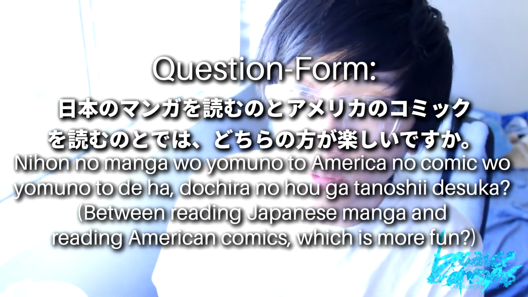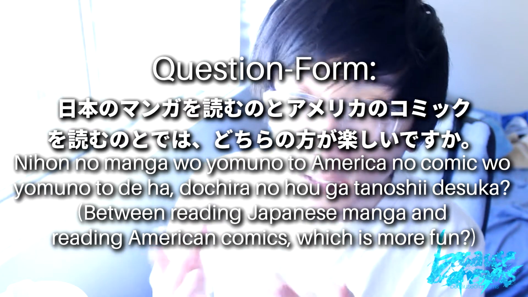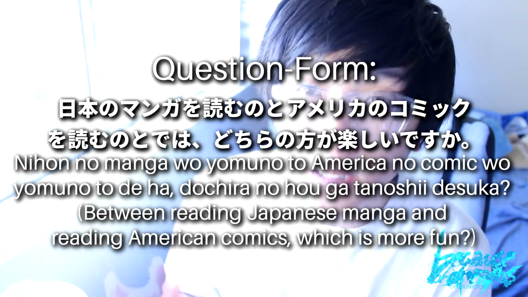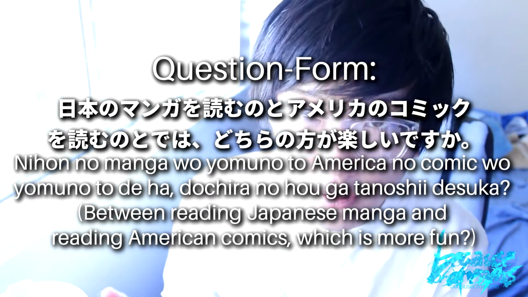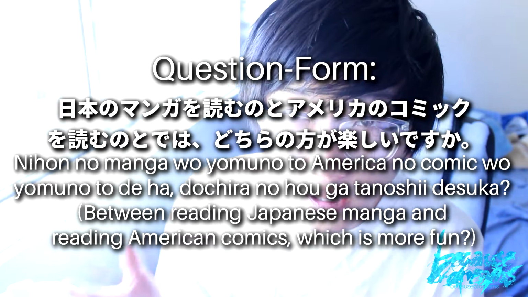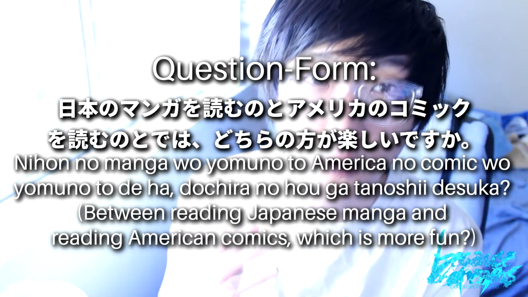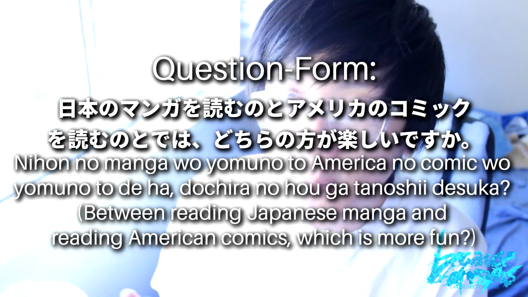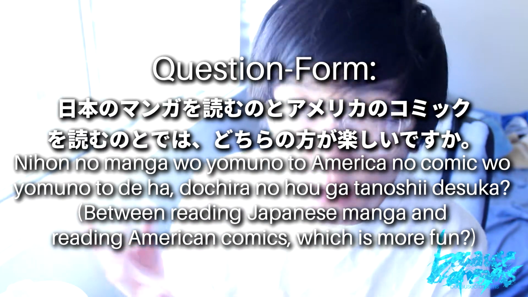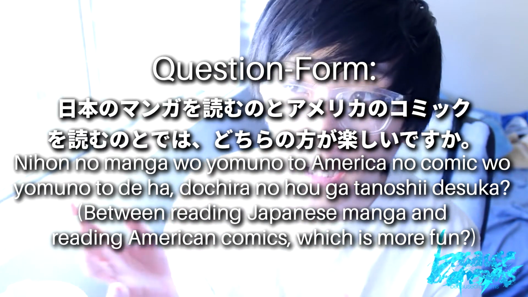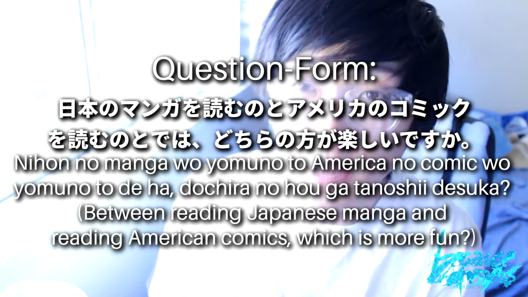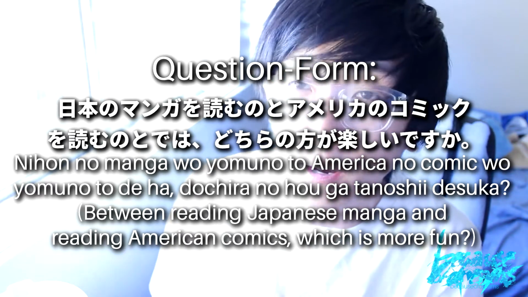We have the particle to, which here basically means and, and it's in line with the guidelines of this grammar construct. After that, we're now describing the next entity, which is America no komiksu, and that is going to be American comics. Again, we have the particle o as the direct object marker. We have yomu no again because what do you do with comics? You read them. So yomu no to again. That's the same as the previous entity's descriptor. Right after that, we have dewa, which is in line again with the grammar construct.